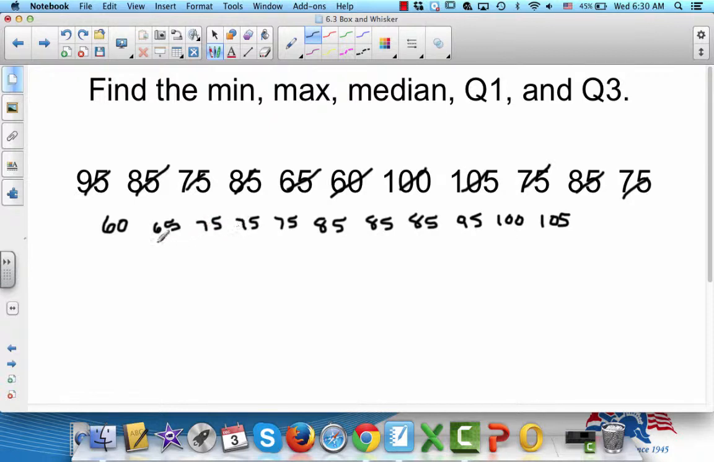Okay, so the minimum is going to, let's change colors here. The minimum is going to be 60. Well, I'll just write it up here. The minimum is 60. The maximum is 105.